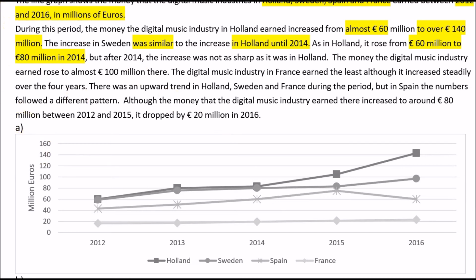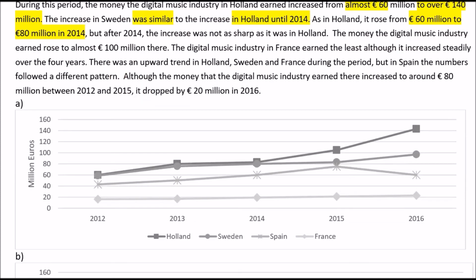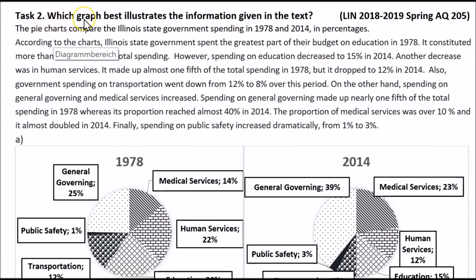We can easily continue with the next task, task 2, right now. In task 2, we are given some pie charts and we are asked these questions. Which graph best illustrates the information given in the text? So let's read out the information. The pie charts compare the Illinois state government spending in 1978 and 2014 in percentages. So let's see if this information is correct in all of these.